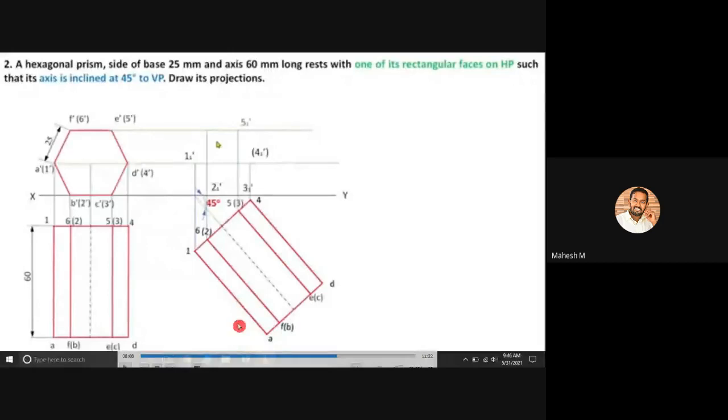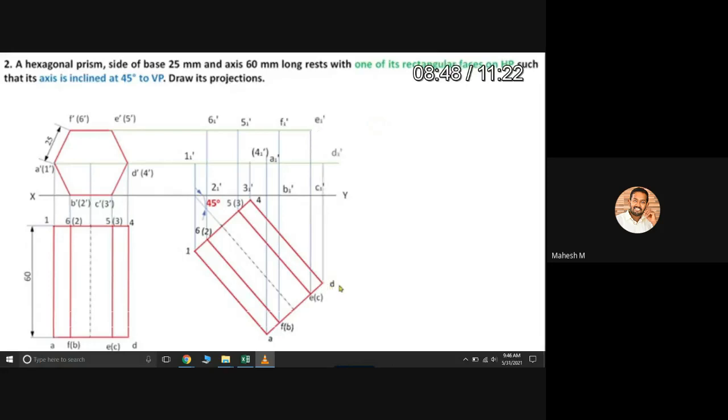If you're looking from this direction, you can see these surfaces, that means a, b, c, d, e, f. You can't see these other surfaces. Clear? These surfaces should be drawn with a dotted line, so our 2-3 line will come like that. Similar to our previous problem, you can create your final diagram.